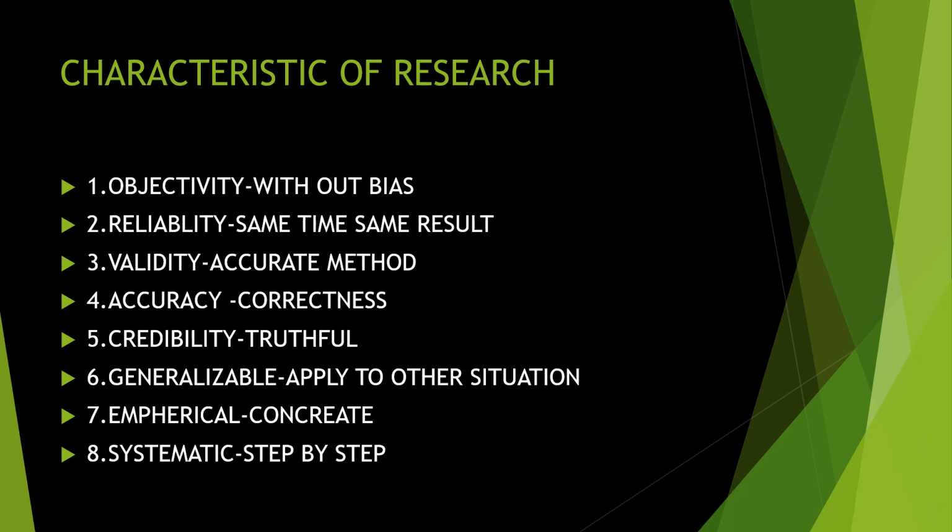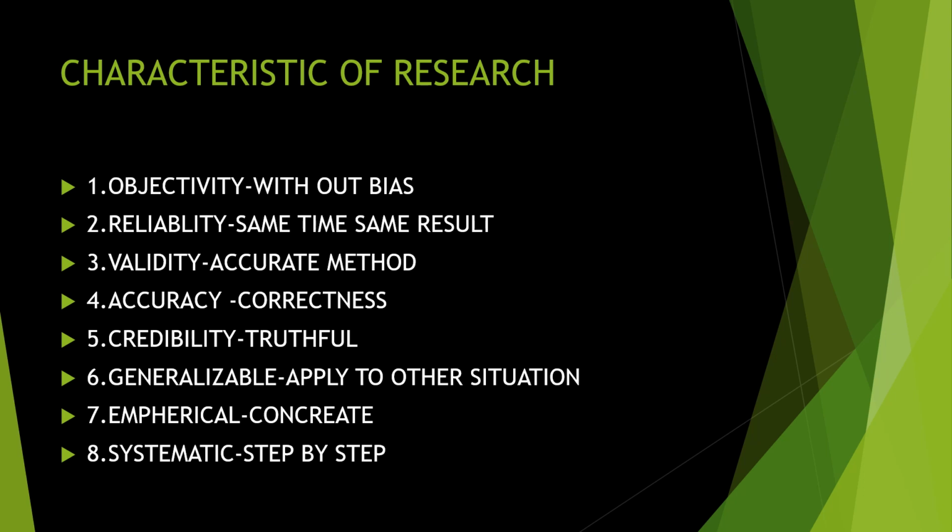Next is reliability. Reliability means when you do a research, it should be consistent. At same time, same result. Whenever we do the research, if somebody else does the experiment, they should get the same result. If the same result is there, then we can say that the research is very correct and appropriate. Okay, that is what we call reliability. When we do a research, the most important thing we need is reliability.